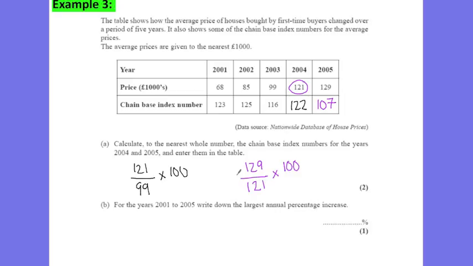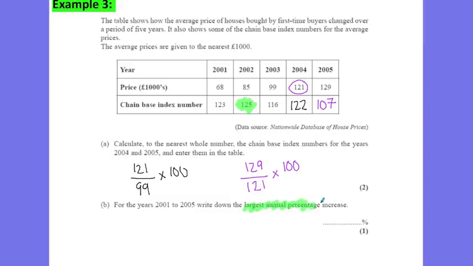For the years 2001 to 2005, write down the largest annual increase. The largest percentage increase, the largest annual percentage increase. Okay, we need to look at the chain-based index numbers. Here we have 125, 125, 116, 122, 107. We are looking for the largest number here.